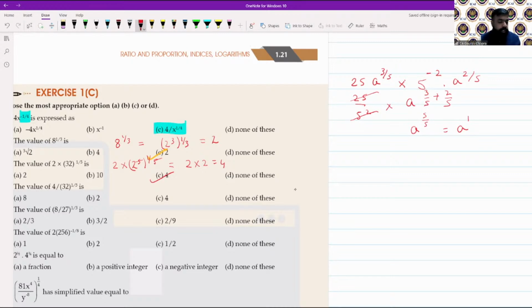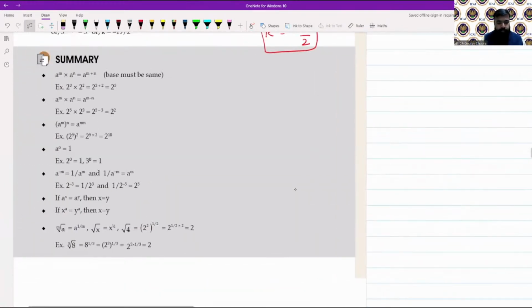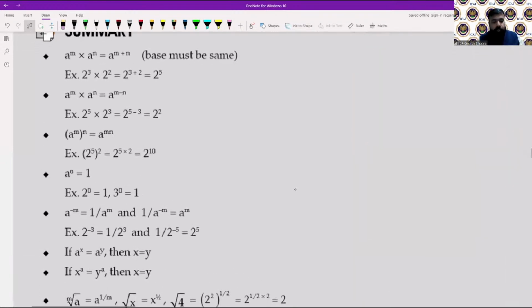Then Sunil is asking about point number 2 in summary section. Yes. In point number 2, instead of multiplication, it will be division. A to the power of m divided by a to the power of n. So when it will be division, then only we can write a to the power of m minus n. Okay, Sunil?